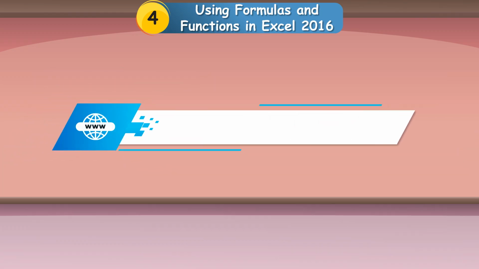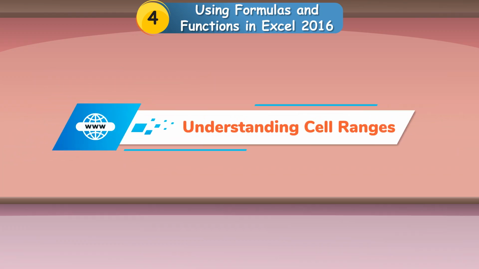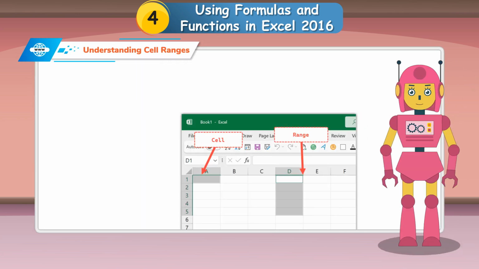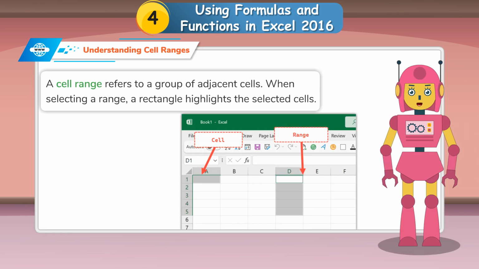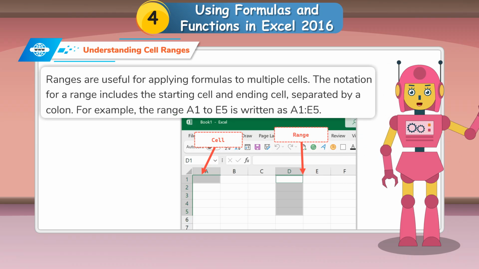Understanding cell ranges. A cell range refers to a group of adjacent cells. When selecting a range, a rectangle highlights the selected cells. Ranges are useful for applying formulas to multiple cells. The notation for a range includes the starting cell and ending cell separated by a colon. For example, the range A1 to E5 is written as A1:E5.